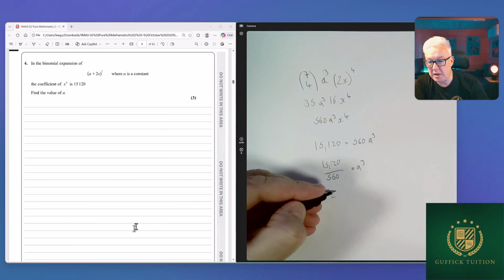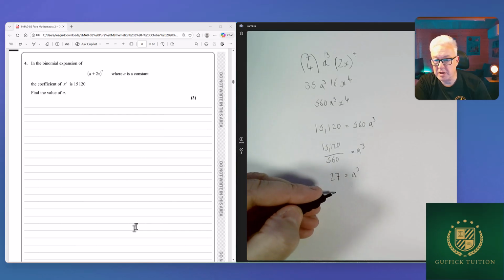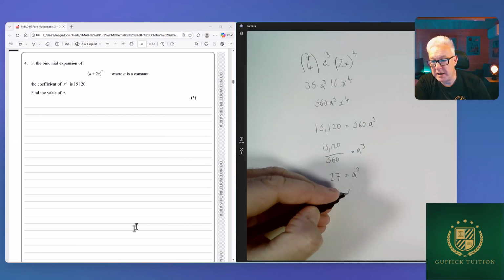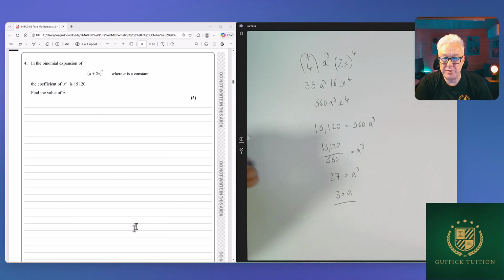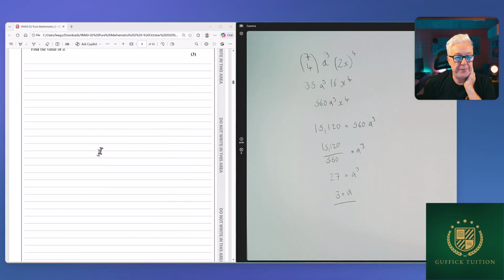That's super convenient because that's a cube number. So we're going to cube root both sides. We're going to get 3 is therefore equal to a. So a is 3, and that is question 4 done. Quite a nice binomial question there.